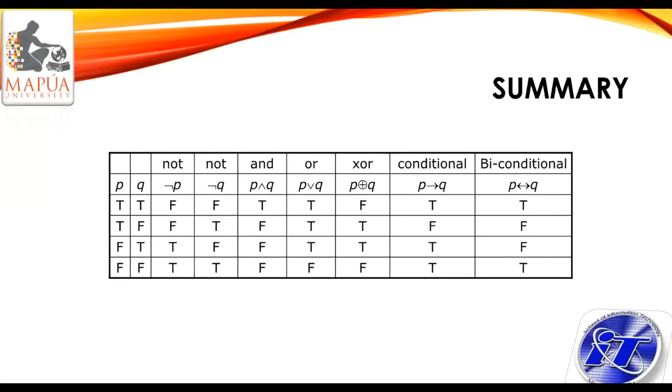Conditional: the statement will be false if the premise is true while the conclusion is false. Otherwise, it's true. While for biconditional, P and Q should have the same value, otherwise it is false. So again, these are the logical operators that we are using for logical propositions.